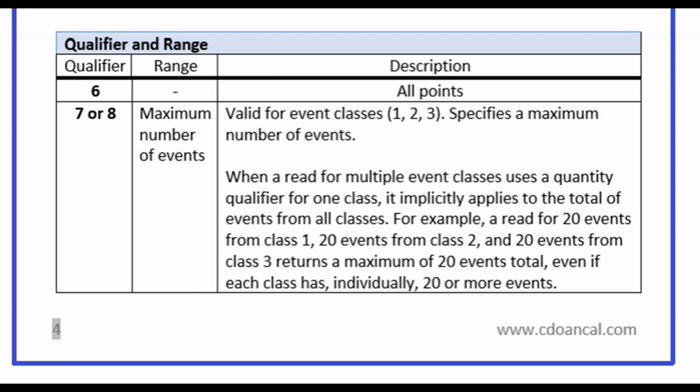When a read for multiple event classes uses a quantity qualifier for one class, it implicitly applies to the total of events from all classes. For example, a read of 20 events from class 1, 20 from class 2, and 20 from class 3 returns a maximum of 20 events total, even if each class has individually 20 or more events.